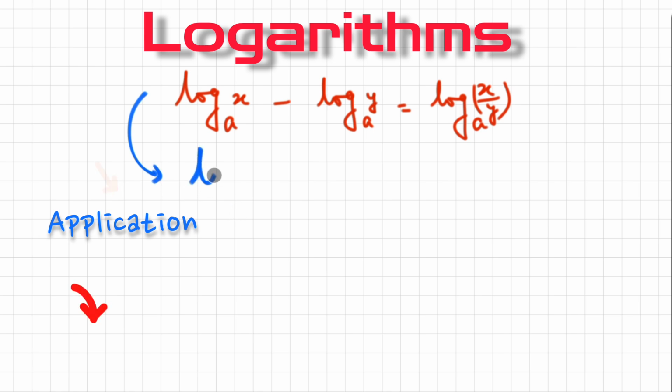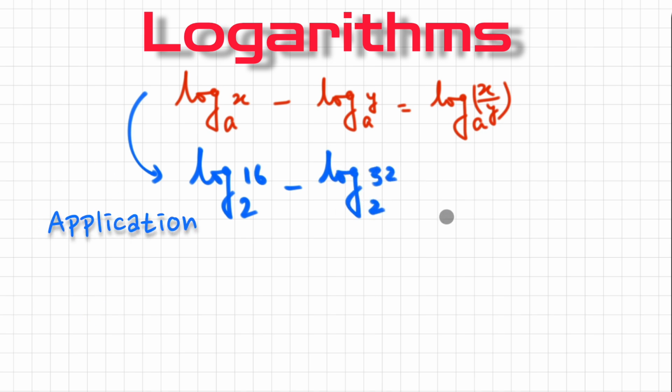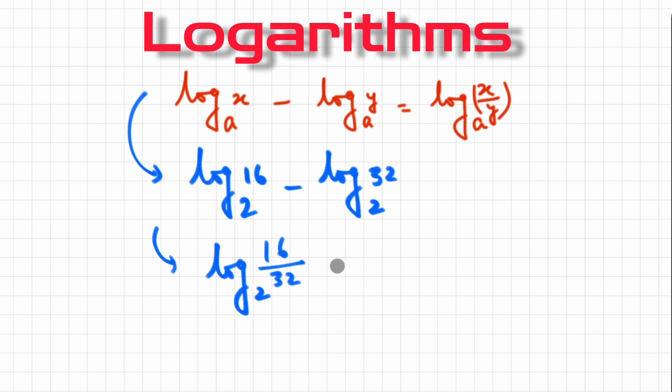Now come to the application. Here we have log base 2 of 16 minus log base 2 of 32. So how can we write? First we will apply the quotient law and then we can write log 2 is common. So we have 16 upon 32 inside log 2. We can reduce this, simplify. So this will be 1 over 2.